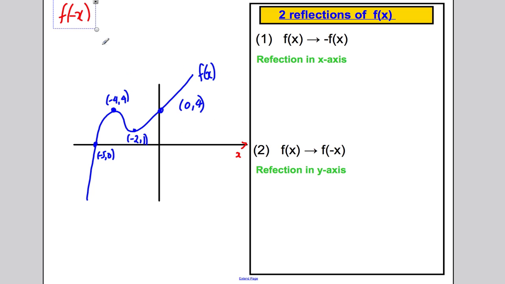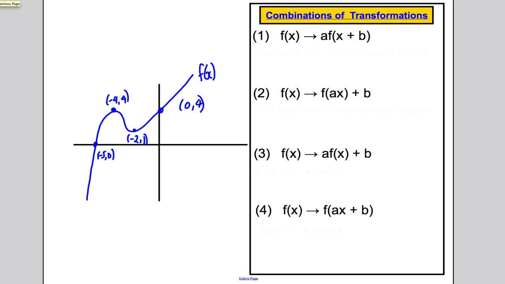Okay, so we've done a lot of transformations. Now it's time for combining transformations. What if you were doing something like a stretch and a translation in one go? What happens here? Well, imagine you were transforming f of x to a f of x plus b. The stretch is outside the brackets, and the b, the translation, is inside. When there is one outside and one inside, the order in which you do it doesn't matter.